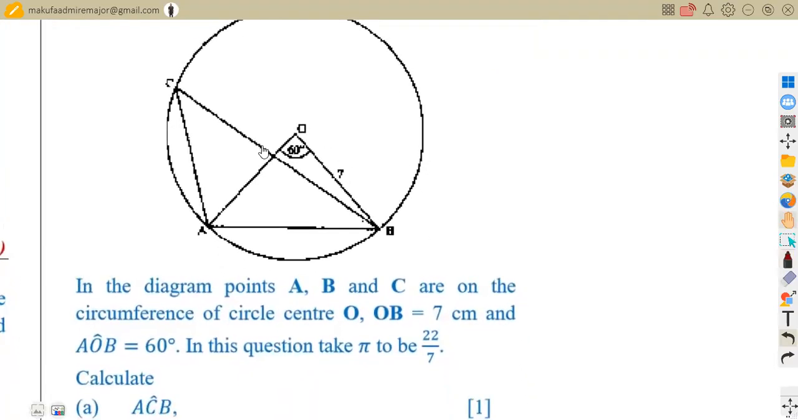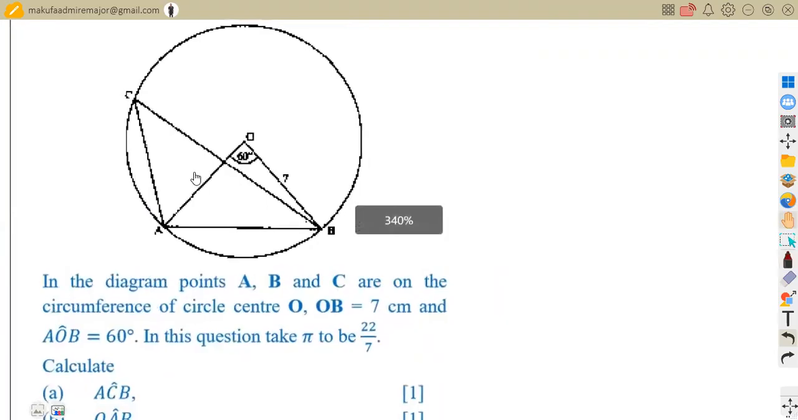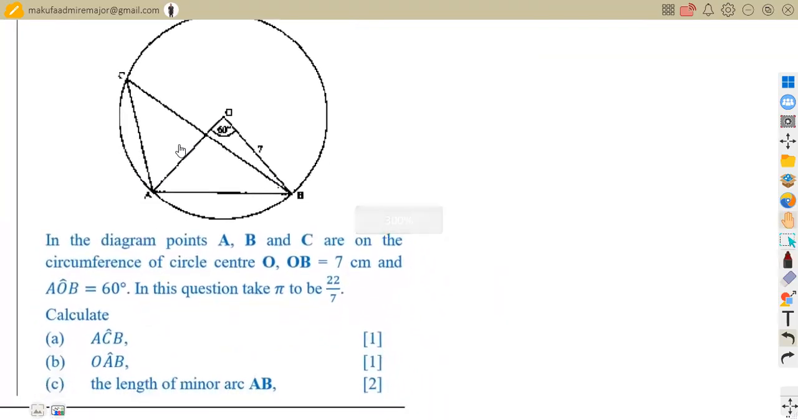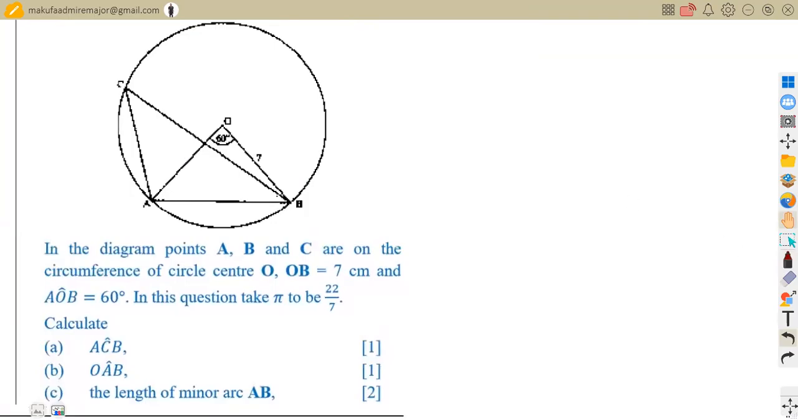All right, then we've got another circle here that we are supposed to consider. All right, let's see what we have here. We've got the point A. In this case, this is A, this is B, that's O, and this is C. And we are given this is 7, and the angle here is 60 degrees. This angle here is 60 degrees, all right?